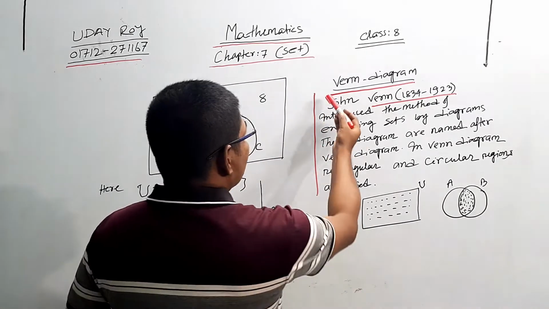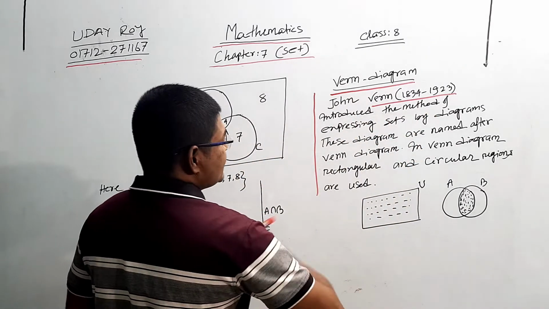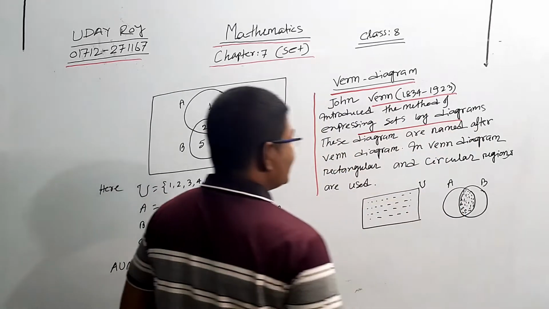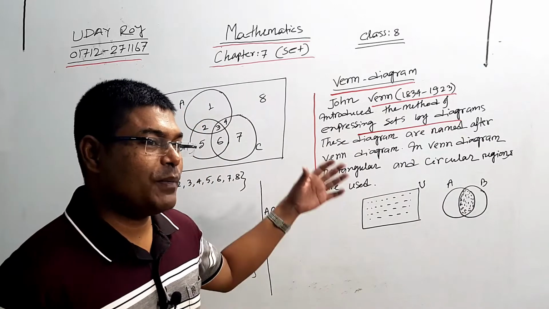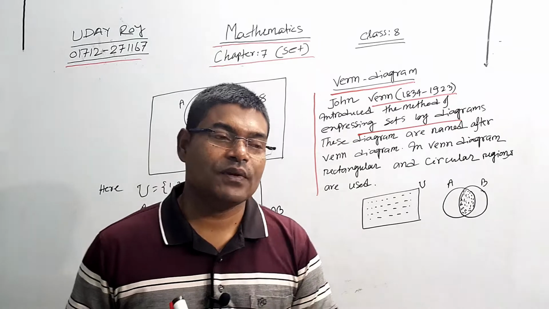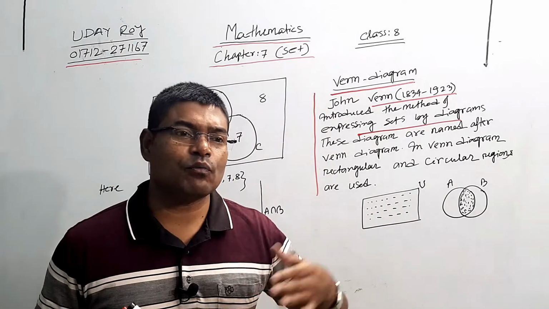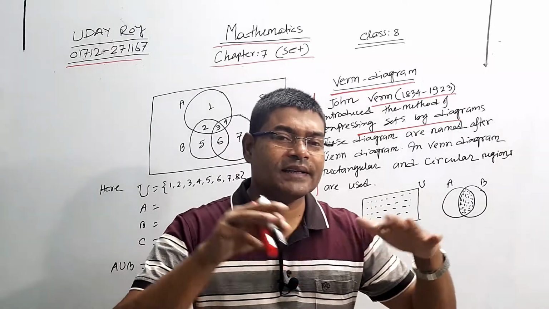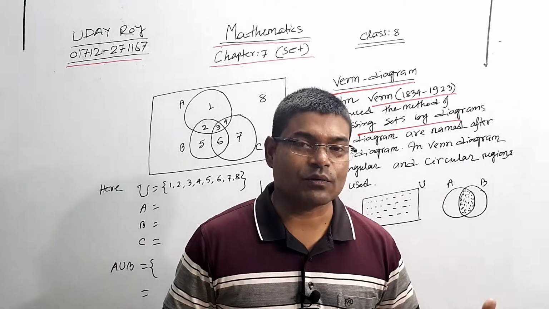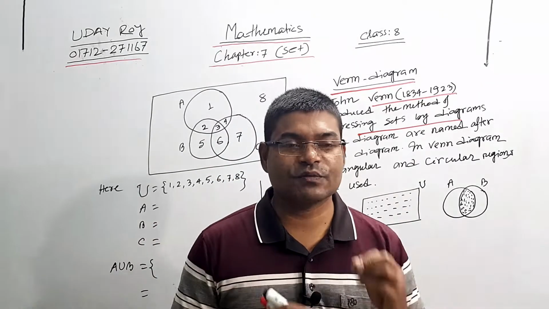John Venn introduced the method of expressing the sets using diagram. John Venn used a Venn diagram for expressing set. The Venn diagram is used in rectangular shape or circular shape. Okay, let's come back to the board. We will solve a small maths.